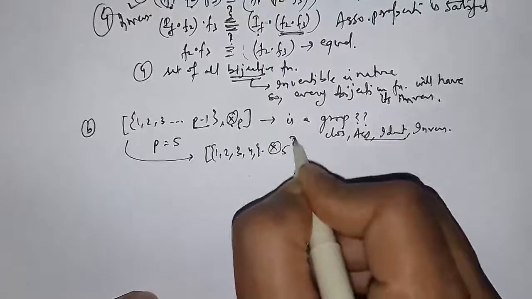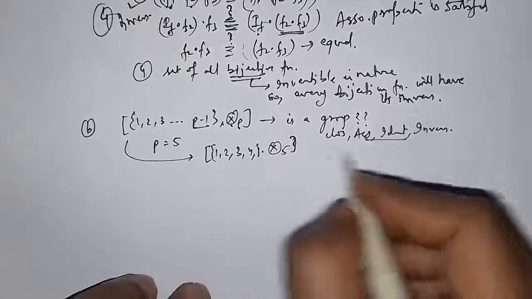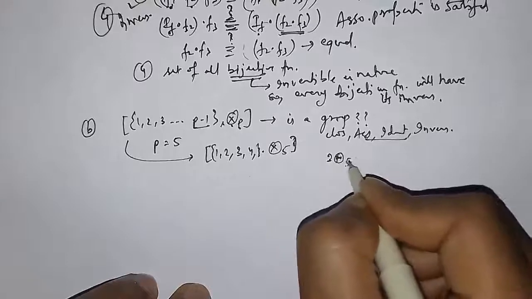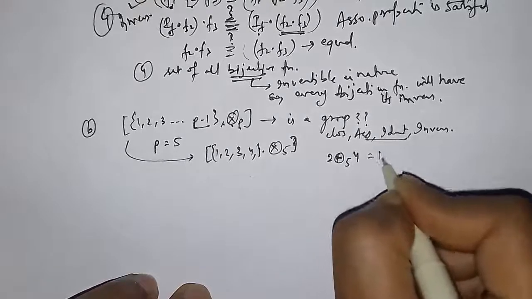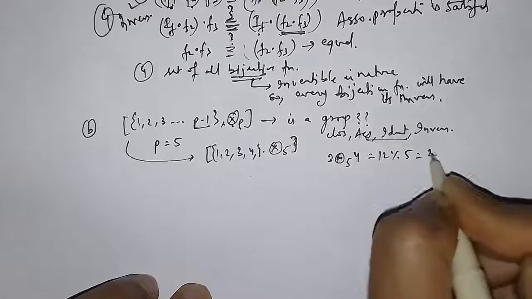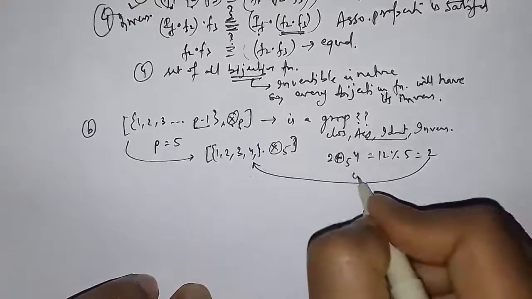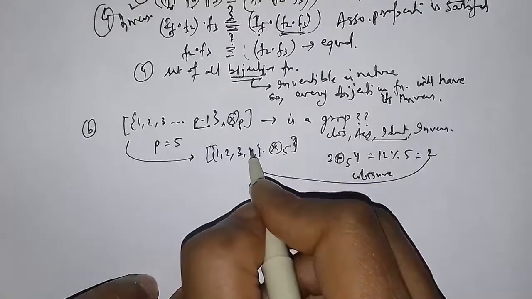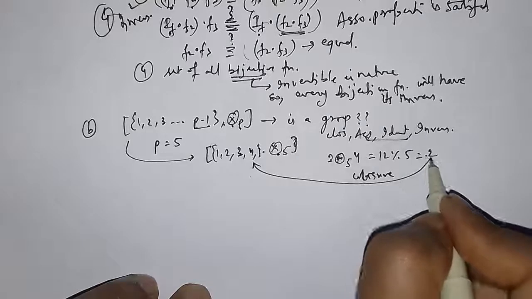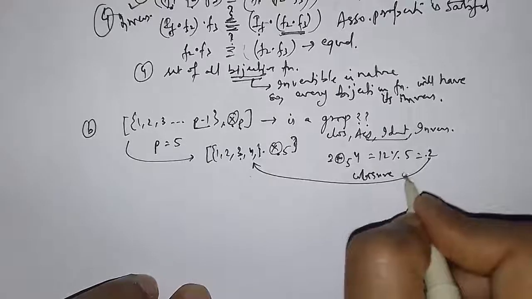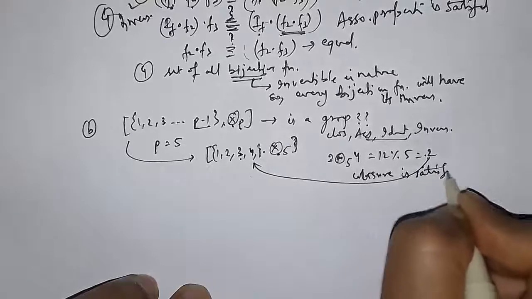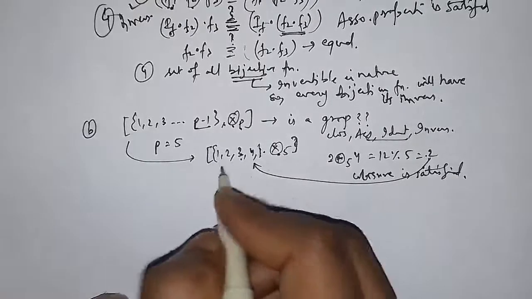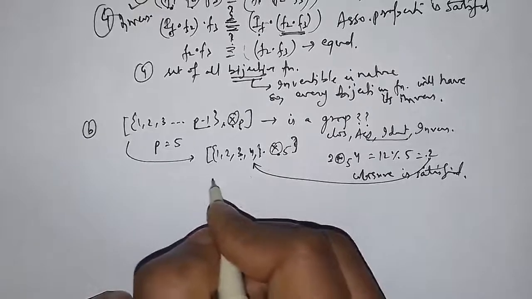multiplication modulo 5. Now take any two elements, 3 multiplication modulo 5, 4 is equal to 12 modulus 5, that is equal to 2, and 2 belongs to this set. So for closure we have taken two elements 3 and 4, applied this operator, the result is 2 and 2 belongs to this set, so closure is satisfied. Now we will take associative, whether it is satisfied or not.